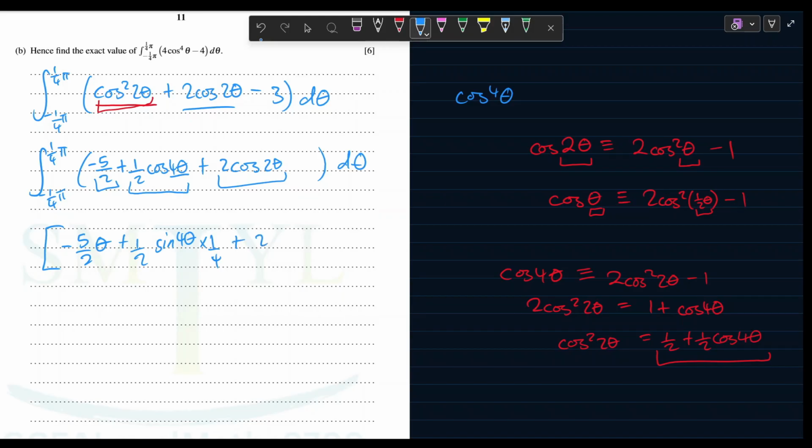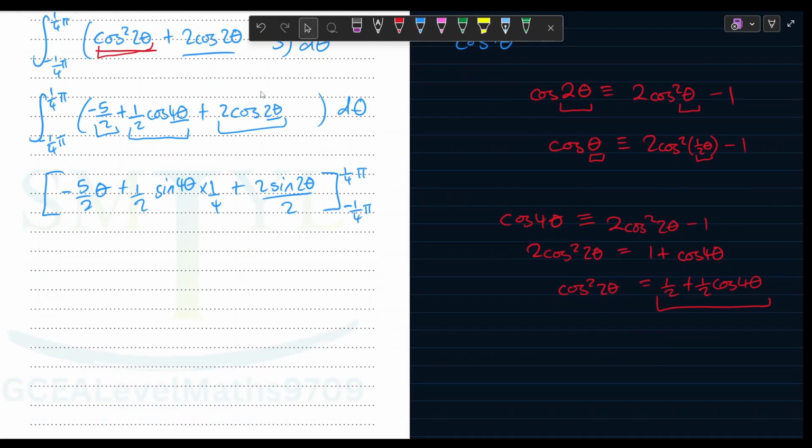So that's 2. If you integrate cos, you're going to get sine, so sine 2 theta. Differentiate 2 theta, you get 2, so let's divide by 2. Okay, and we're going from negative a quarter pi to a quarter pi.